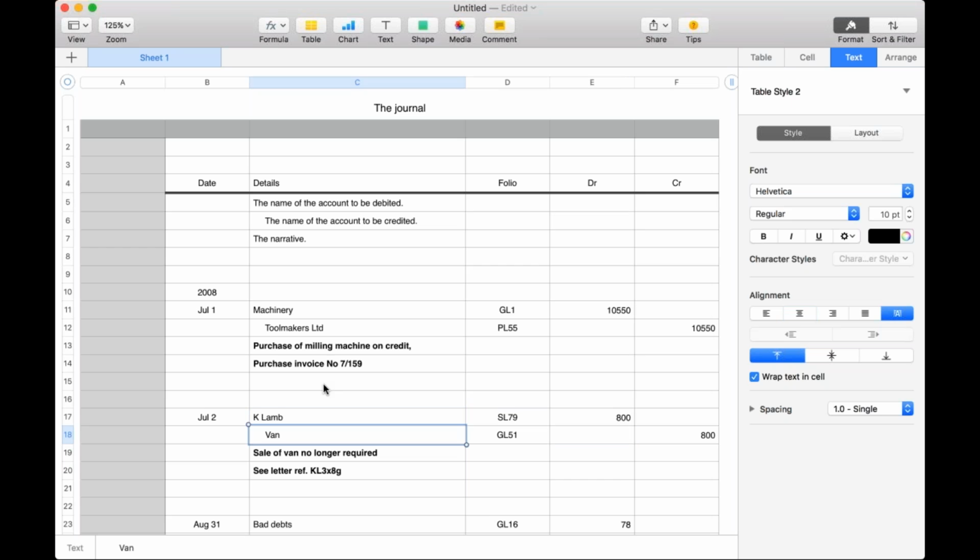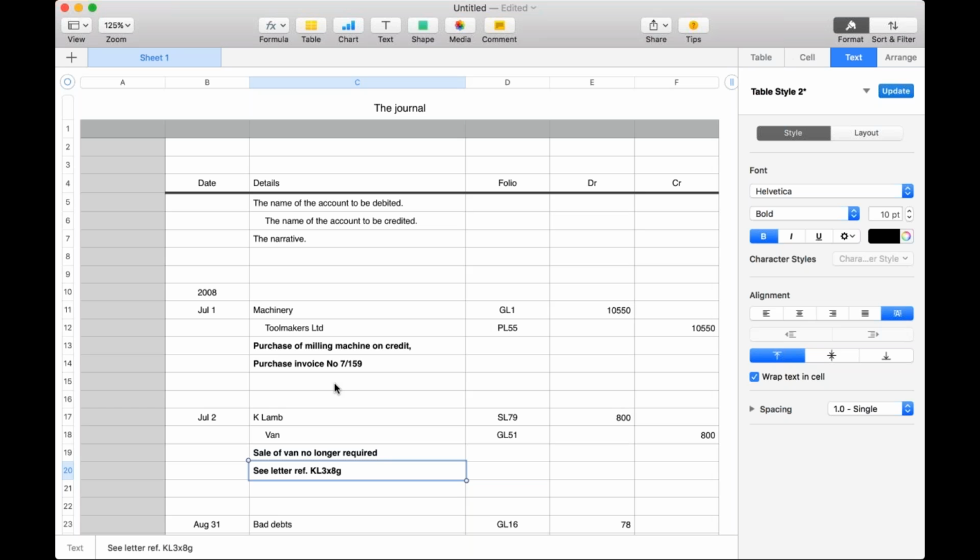And so the transaction is the sale of van no longer required. The van's a fixed asset, but it's leaving the business. So we're decreasing a fixed asset, which is a credit. Remember, increasing a fixed asset, which was the transaction above, is a debit. So by definition, decreasing a fixed asset account should be a credit. So we've got K Lamb in the details on the debit side for SL79 folio reference for £800 debit. And we've got an indented entry there, as you'll see, for the credit entry, GL51 reference, and we've got a credit of £800. And then we've got the narrative, the sale of van no longer required. And we can put another reference in there, C letter reference KL3X8G.